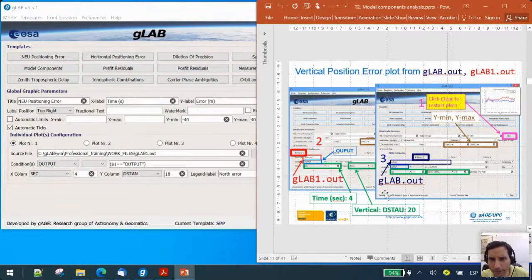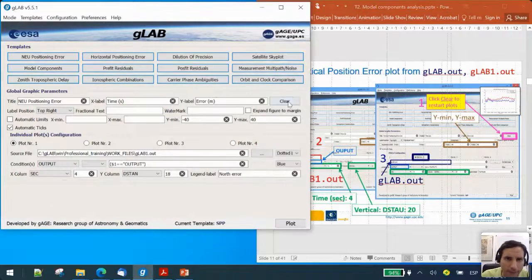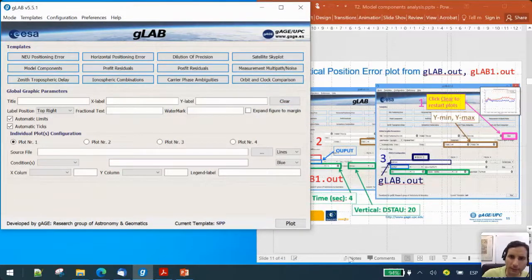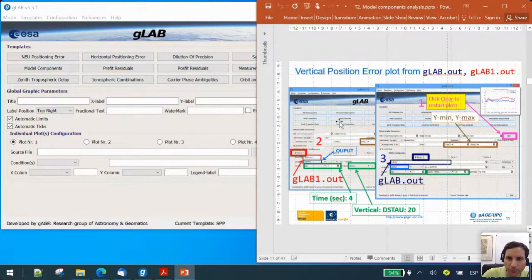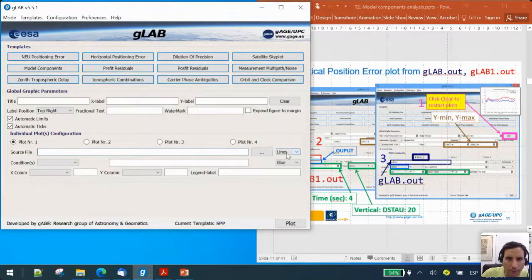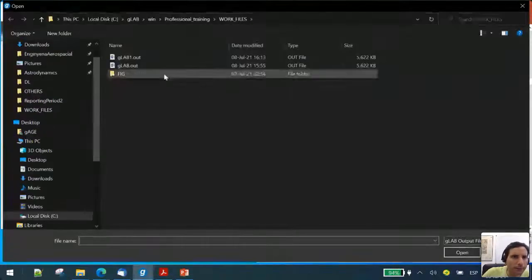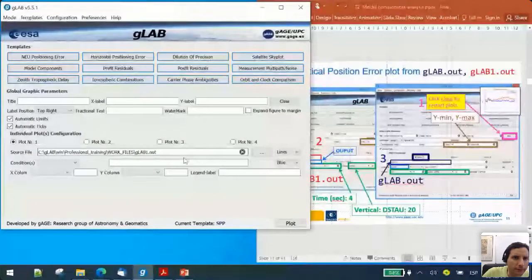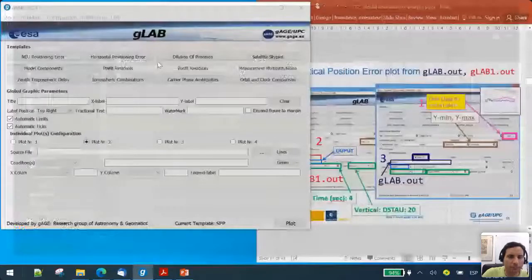Okay, so let's then follow the procedure. Let's click first the clear. So we set the graphical part, the plotting part, to 0. So we start from 0, and then let's configure the plotting tool. In the plot number 1, we will be putting the glab1.out. In the plot number 2, we will be plotting the glab.out.